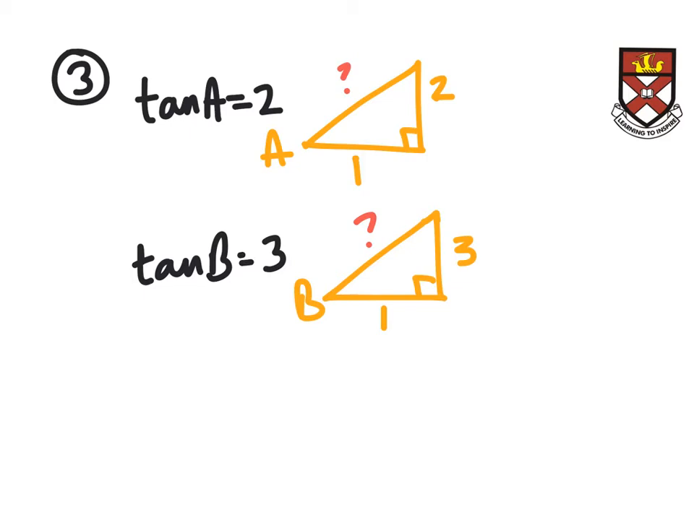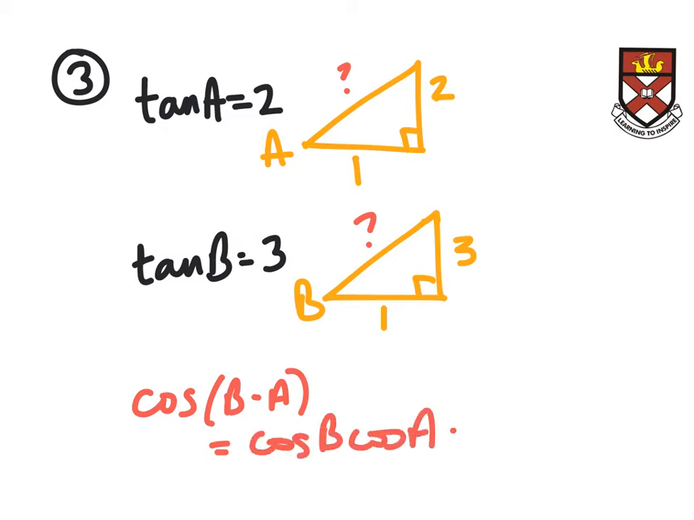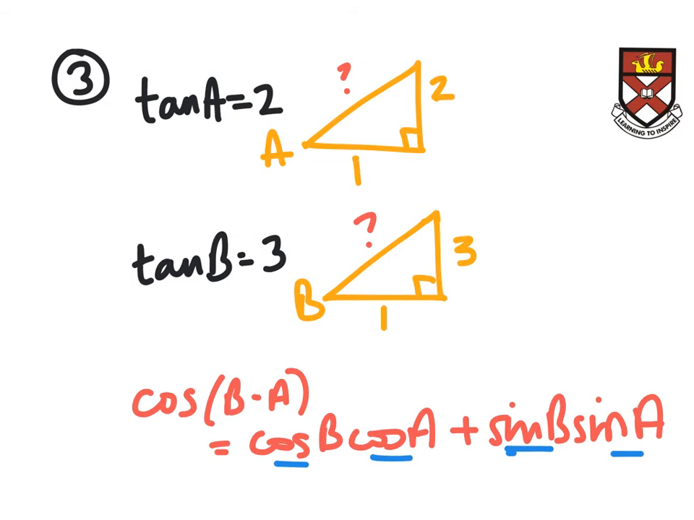Then we're going to use these triangles to work out what cos(B minus A) is. And we know the formula for cos(B minus A) is cos B cos A plus sin B sin A. So get your answers from the question for cos B, cos A, sin B, sin A from the little triangles, and then add up the fractions, just like we've been doing in class.